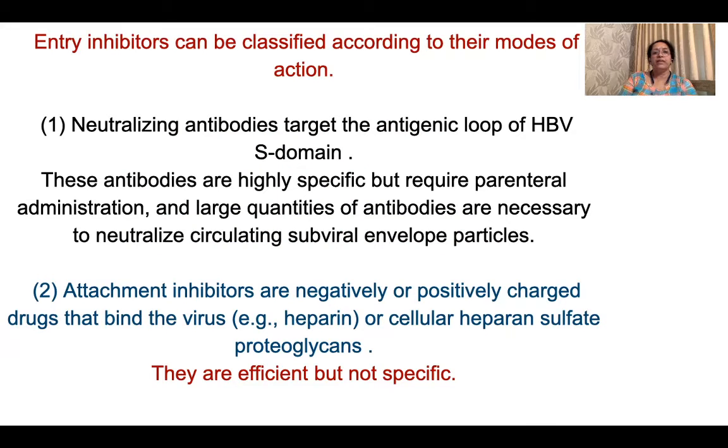Entry inhibitors can be classified according to their modes of action. Neutralizing antibodies target the antigenic loop of HBV S domain. These antibodies are highly specific but require parenteral administration, and large quantities of antibodies are necessary to neutralize circulating subviral envelope particles. Second one is attachment inhibitors. These are negatively or positively charged drugs that bind the virus. Example is of a heparin or a cellular heparan sulfate proteoglycans. They are efficient but they are not specific.